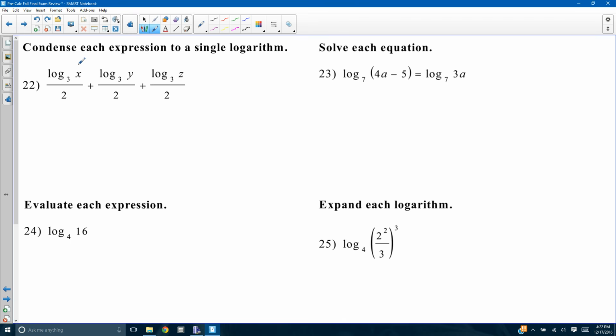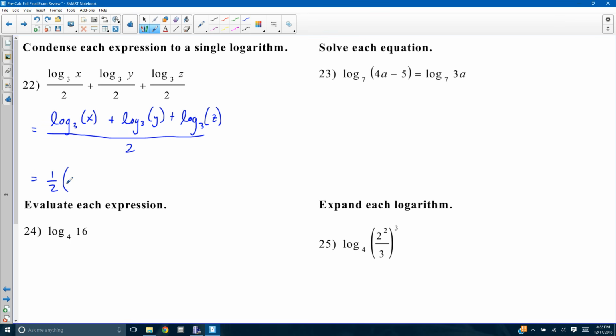Okay, let's start looking at some log expressions and log equations in this case. Let's condense this expression to a single logarithm. Now, to make this one a little more useful, you can do one of two things. These are all divided by 2, so you may write them all over 2 as follows. Plus log base 3 of z all over 2. And all over 2 is the same thing as times 1/2. So 1/2 times this entire set.